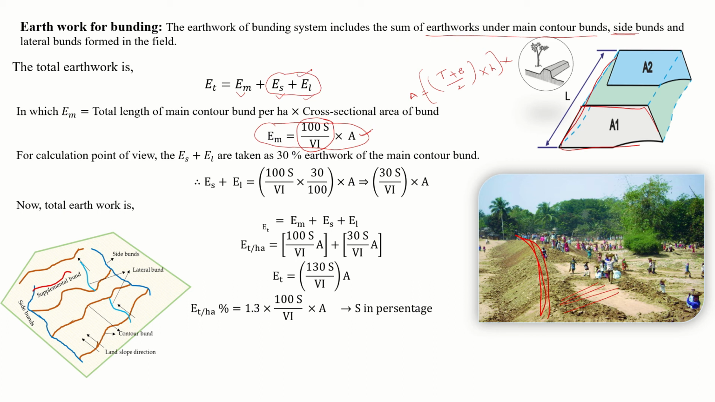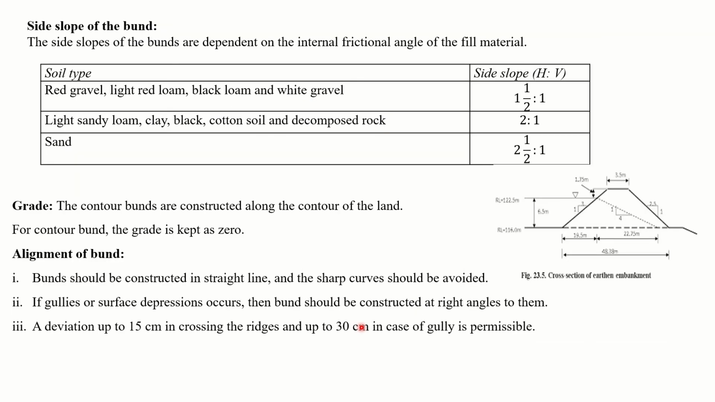earthwork for your side bund plus lateral bund is also considered 30% of your main bund. That is also simple. The earthwork of your side plus lateral bund is taken as 30% of your main bund. Earthwork of main bund, this is, and adding 30%, we get the total earthwork including lateral, side, and main bund. This is the formula. Now side slope.